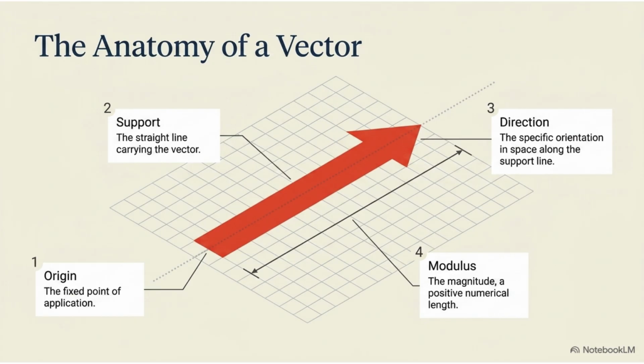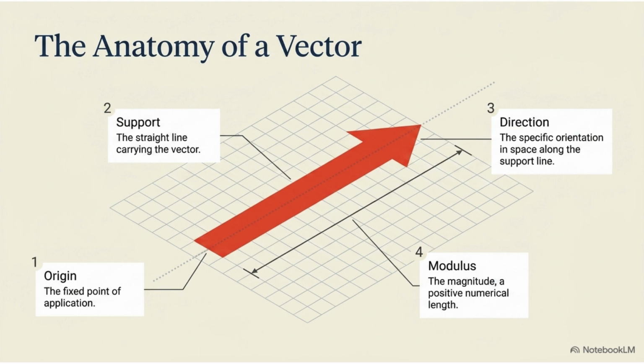The anatomy of a vector. Every vector has 4 characteristics. The first is the origin, which is the point where the vector starts. It is also called the tail. The second is the direction, which is the orientation of the arrow. It can point north, east, or form an angle such as 45 degrees or 30 degrees.